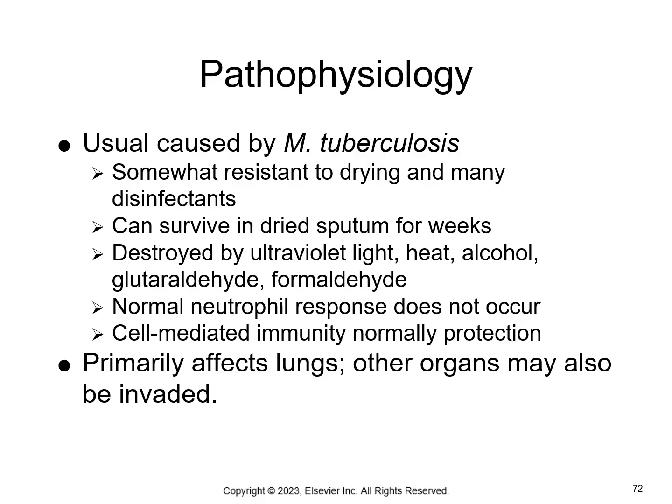TB is caused by Mycobacterium tuberculosis. It primarily affects the lungs, but it can invade other organs as well. Mycobacterium is an acid-fast, aerobic, slow-growing bacillus that is resistant to drying and resistant to many disinfectants. It can survive in dried sputum for weeks. The cell wall also appears to protect the organism from destruction by the normal body defenses, so that the normal response by neutrophils to the infection and the production of purulent exudate does not occur.